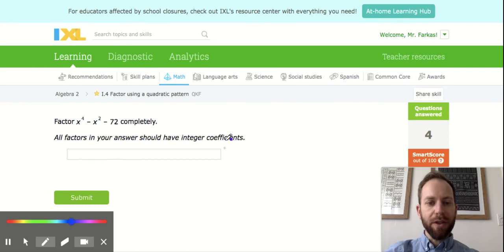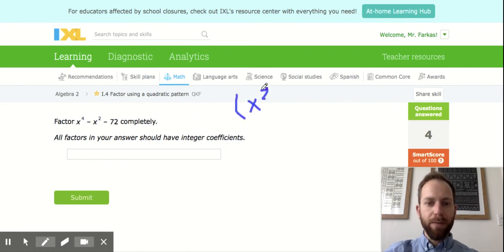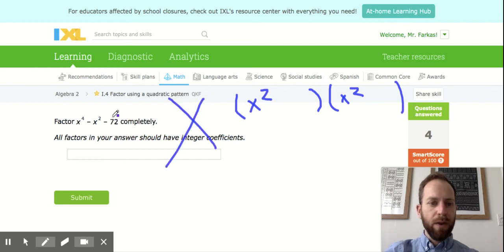All right, let's do this last one. So here, same start, x to the 4th power. So how do we get that? X squared times x squared. And then let's think, what do we multiply to get -72? That when we add, we get negative, this is just x squared, so -1.